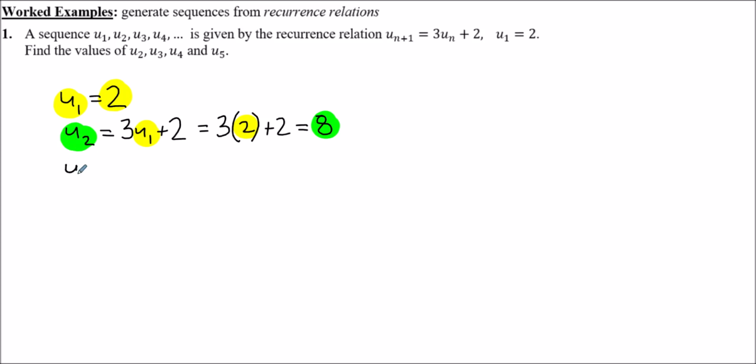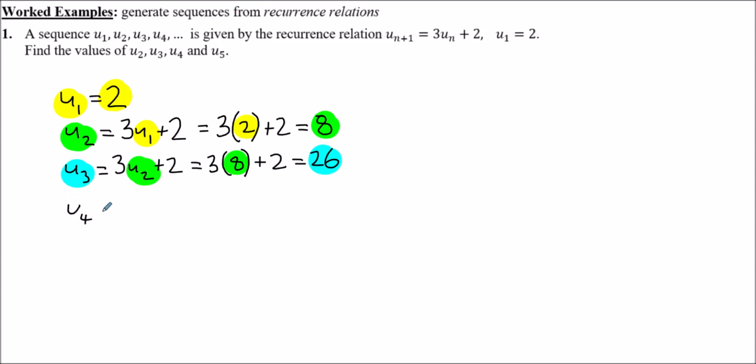So now u3 is 3 lots of 1 before, which is 3 lots of u2, again with that plus 2. Because u2 was 8, that's going to be 3 lots of 8 plus 2. And 3 lots of 8 is 24, add 2. That now gives us 26. So again, u3 is based off u2, which was 8. We now can see that u3 is 26.